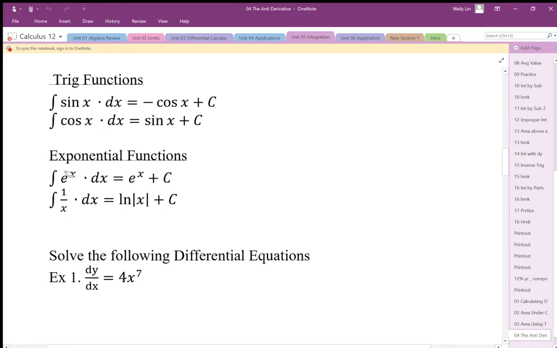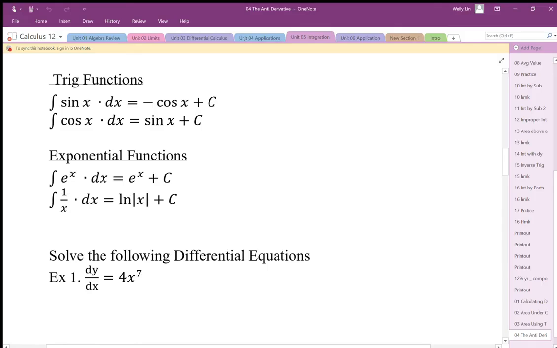The exponential function is easy because going either way, it's just going to do the same thing, because the derivative of e to the x is e to the x. So the integral of e to the x is e to the x. The derivative of log x is 1 over x, so the integral of 1 over x is log x.